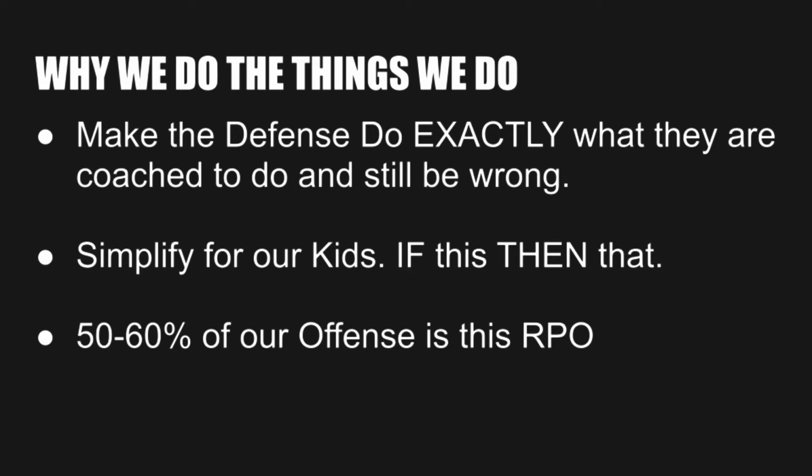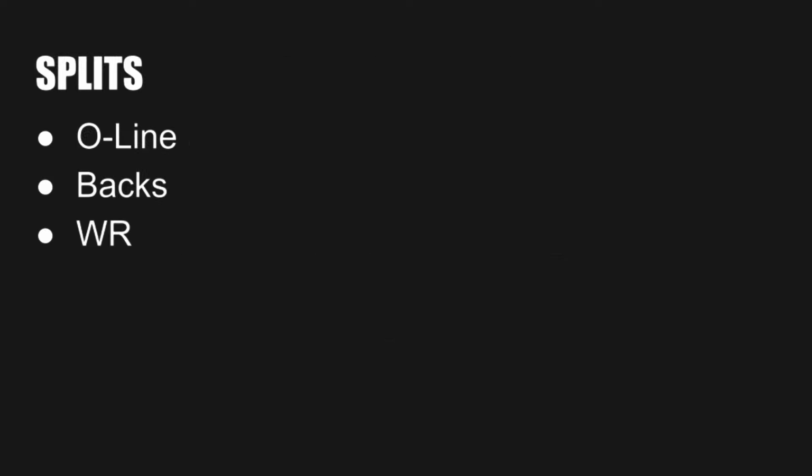We simplify everything for our kids. So all of our RPOs are basically just an if this, then that. Okay, so we have a pre-snap read, which we'll get into, and then we have a post-snap read, which we'll get into. And this RPO specifically is 50 to 60% of our offense year in and year out. Okay, so this Counter Trey RPO accounts for 50 to 60% over the last 7 years of our entire run game in our offense. Then we'll get into splits, splits for the O-line, splits for the backs, splits for the wide receivers. We'll talk about those in great detail once we get into this thing here.